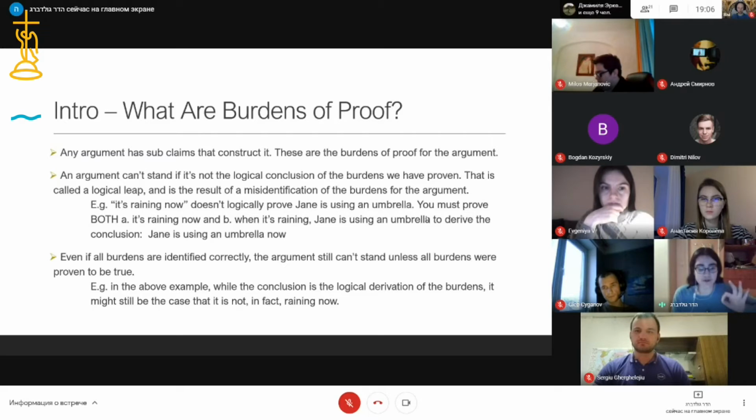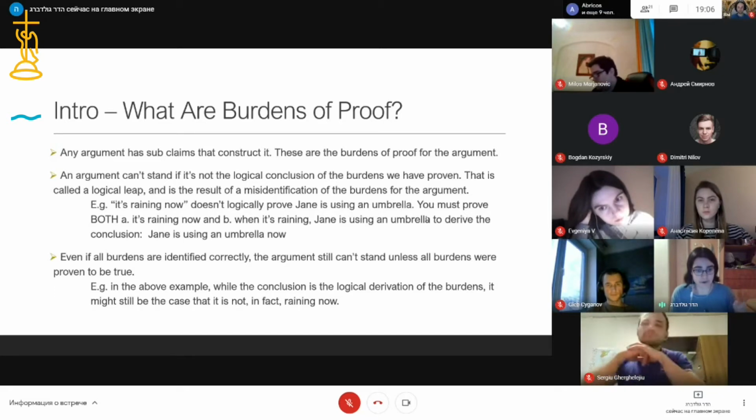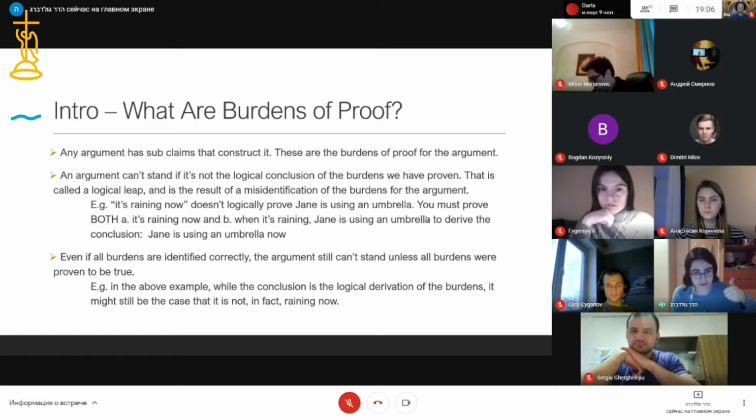Please note, even if all burdens are identified correctly, the argument still cannot stand unless all burdens are proven to also be true. So it could be possible also that it is in fact not raining now. The burdens are still identified correctly, but if we have failed to prove the premises, the bottom line will not arrive. So to make a quick recap of this, we are looking for the subclaims that have to be proven for the argument to be proven, and we need to prove each of these subclaims to be true.